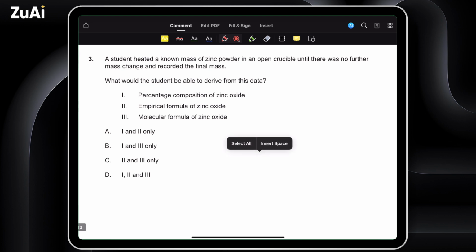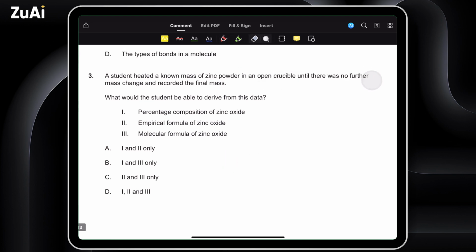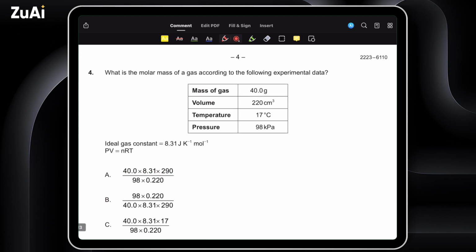A student heated a known mass of zinc powder in an open crucible until there is no change in mass and recorded the final mass. This information tells us the percentage composition and empirical formula. Because for the molecular formula, we really need the Mr of the compound, and we do not know the Mr of the whole compound. So that's why 1 and 2.